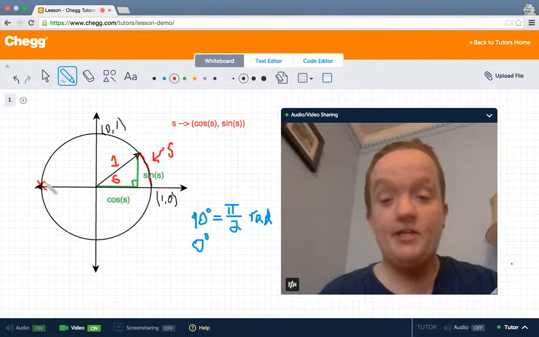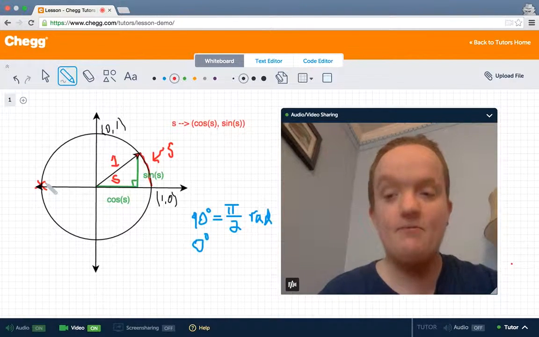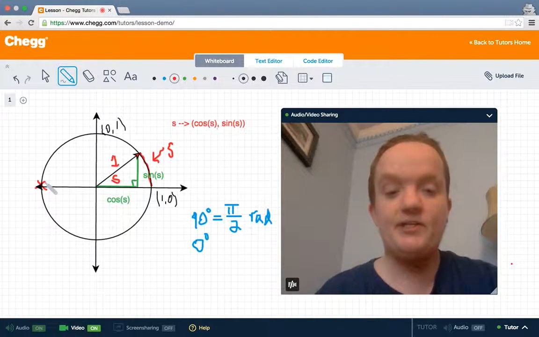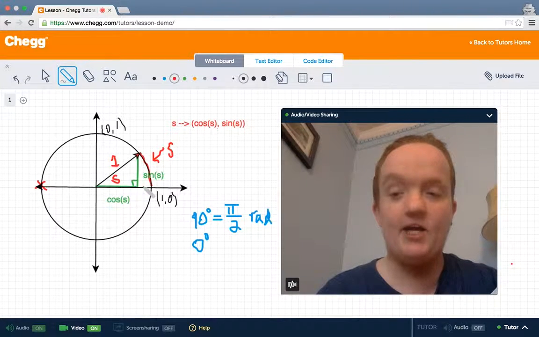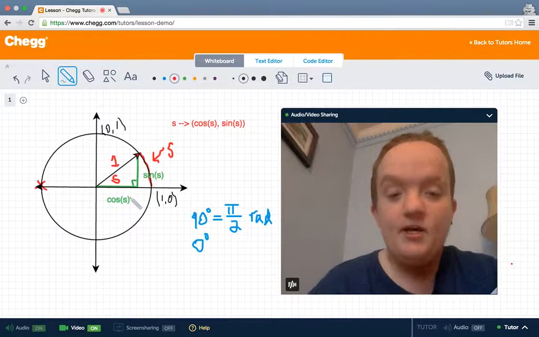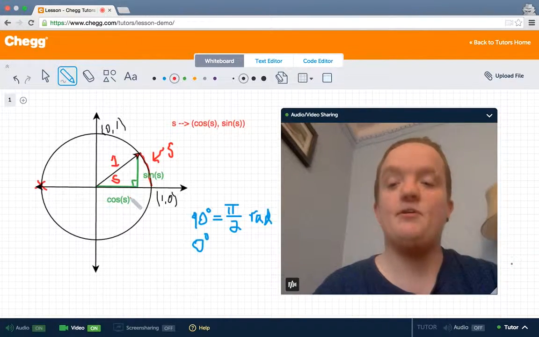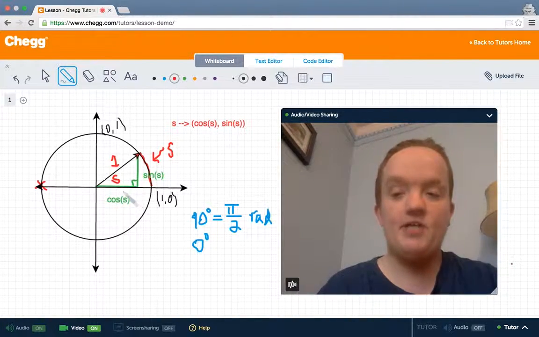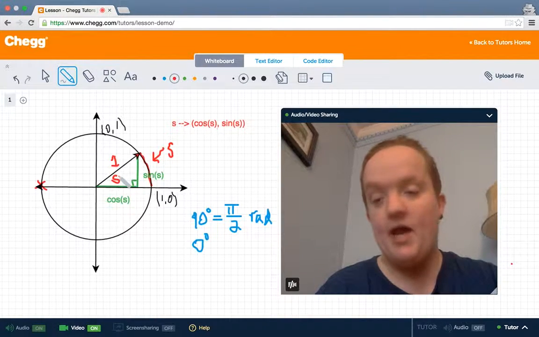Now the other reason that the unit circle is important in trigonometry is that we can actually use it to extend our definition of sine and cosine to any real number. Now there are other ways of doing it, but this is probably the first way you'll encounter to extend the definition of sine and cosine beyond right triangles to any real number.